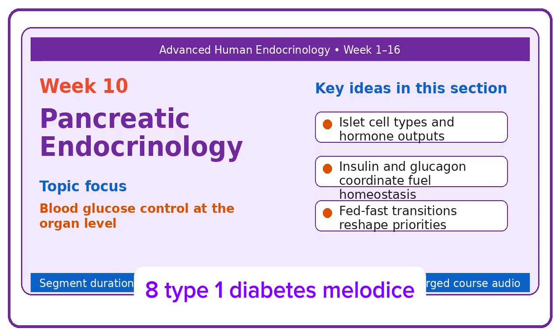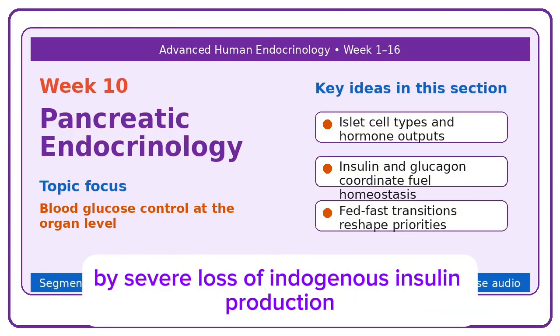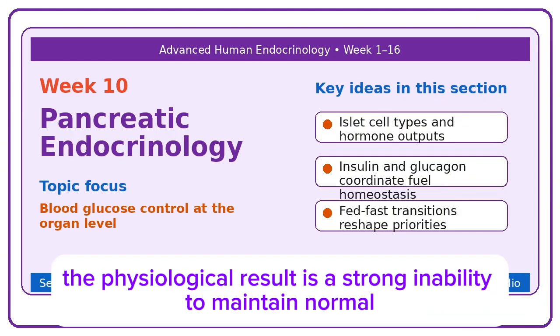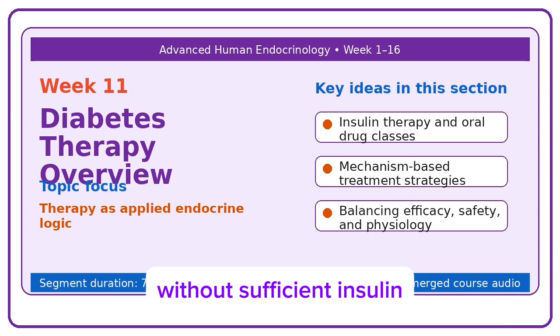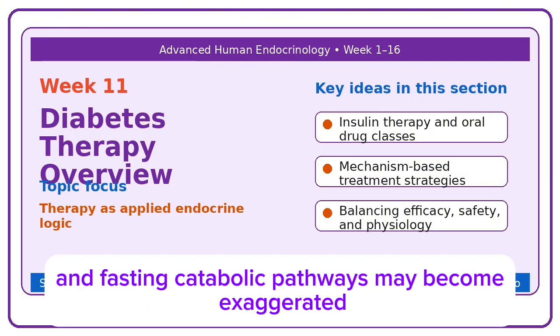8. Type 1 diabetes mellitus. Type 1 diabetes mellitus is characterized primarily by severe loss of endogenous insulin production. The physiological result is a strong inability to maintain normal anabolic fuel regulation. Without sufficient insulin, glucose handling is impaired and fasting catabolic pathways may become exaggerated.